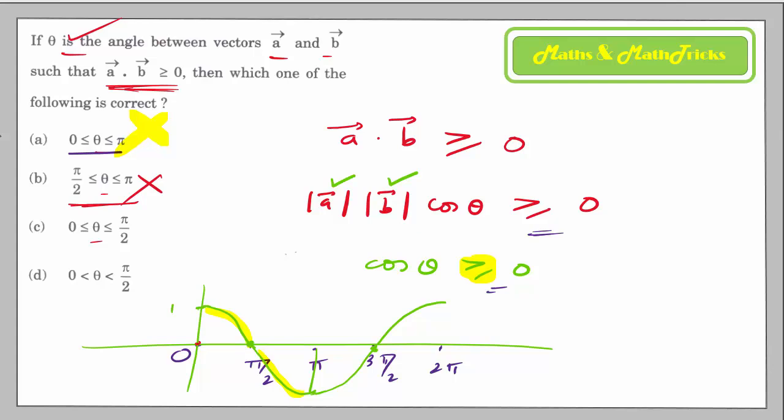What about the third one? 0 to pi by 2. Yes. In this set of values, cos theta is positive. Right? So this is correct. What about the fourth option? It is wrong, because we want greater than or equal to 0. So equal to 0, pi by 2 is inclusive. And hence 0 also we can easily include because cos of 0 is 1. Hence option D is wrong. Alright, so the correct option is only C.